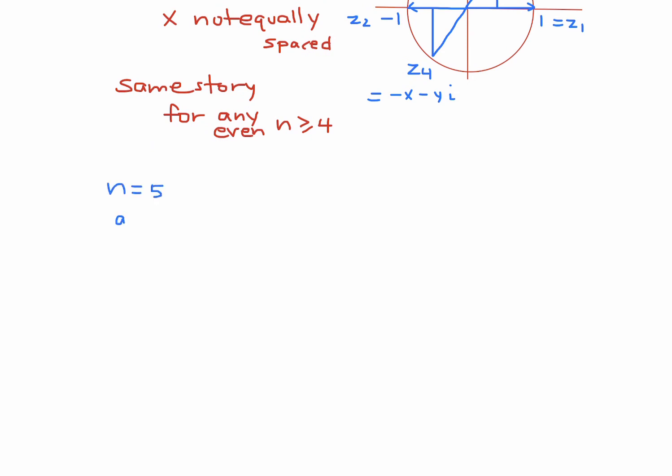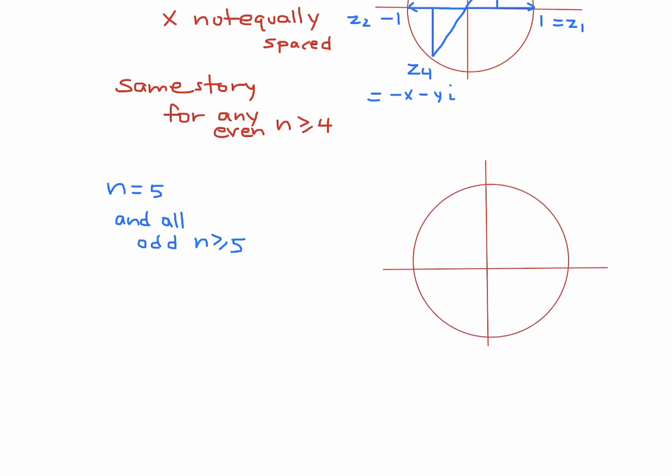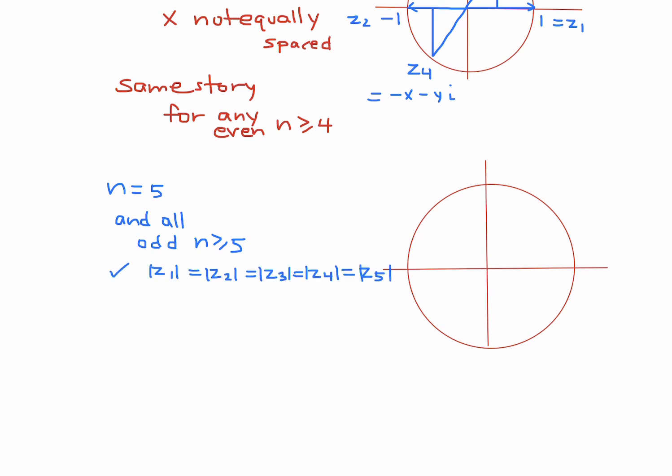N equals 5 and all odd. So all odd n greater than or equal to 5. All right, so let's see what happens in this final scenario. And there we go. We've got a unit circle. Okay, so now I've got 5 z's, and that criteria can be easily fulfilled. And they just draw 5 lines that are length 1.